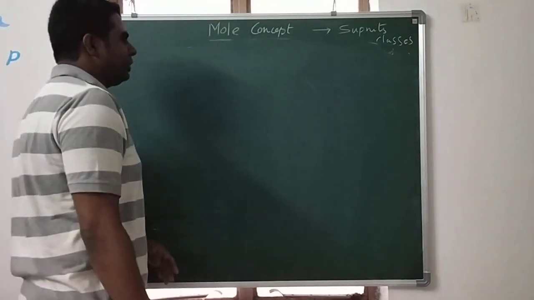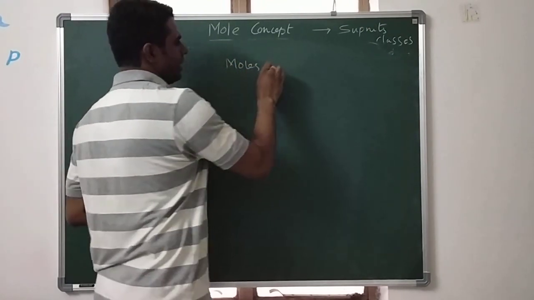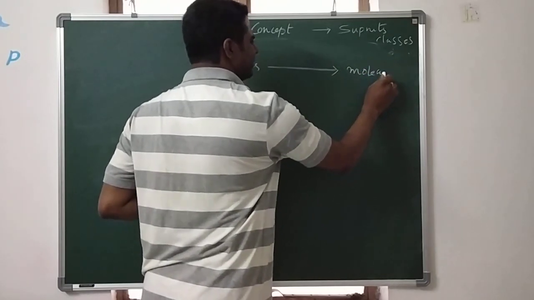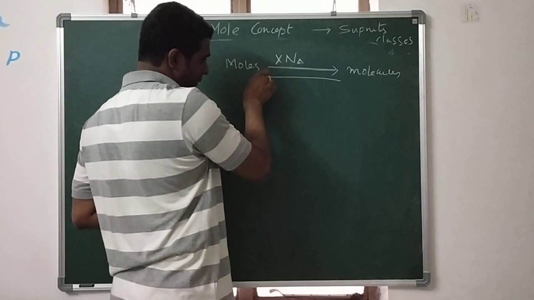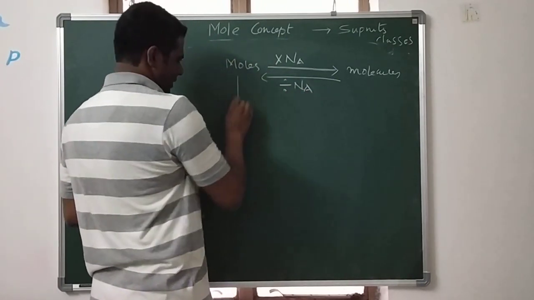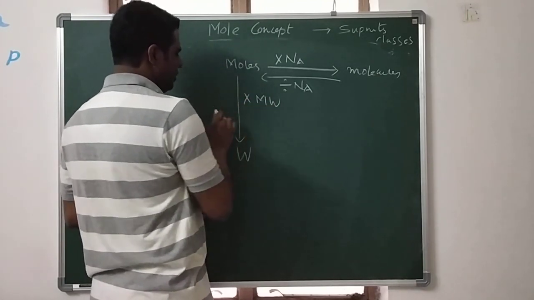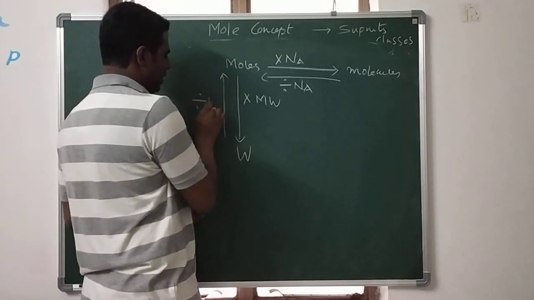Okay, let us now recapitulate once again. If there is moles, you have to transfer it to molecules or atoms or particles. You have to multiply by Avogadro's number. You have to bring it back, you have to divide by Avogadro's number. You have to go to weight, multiply by molecular weight. You have to come from weight to moles, divide by molecular weight.